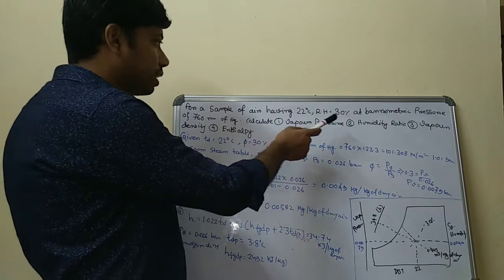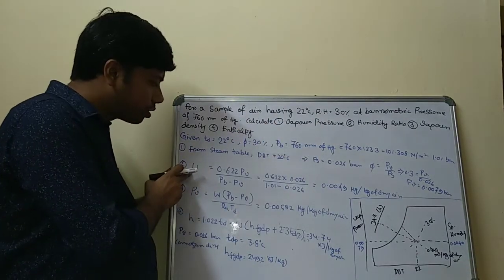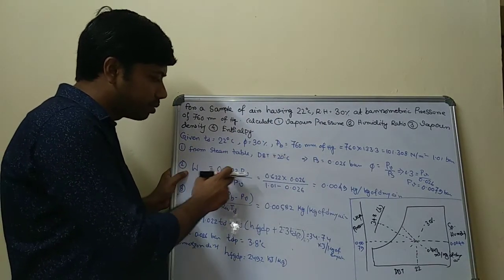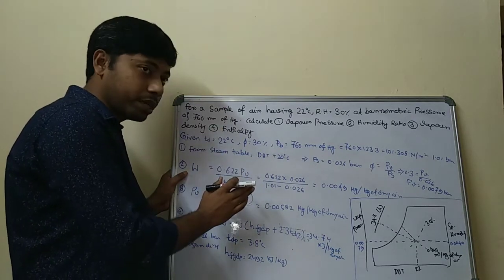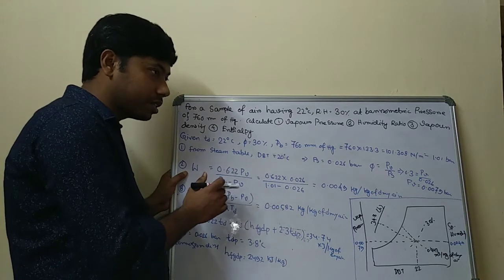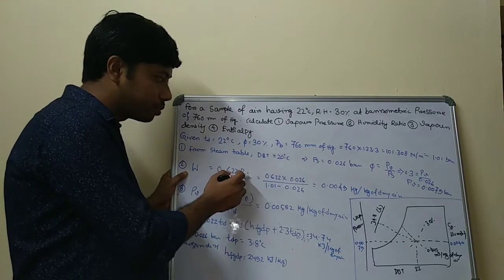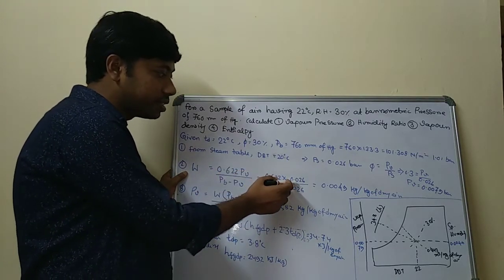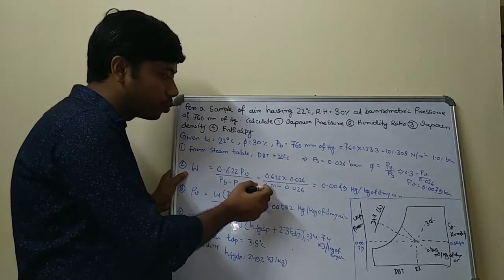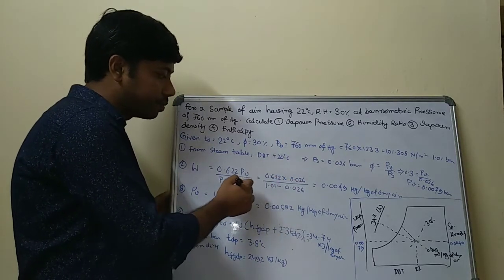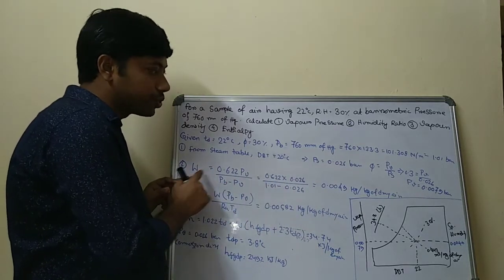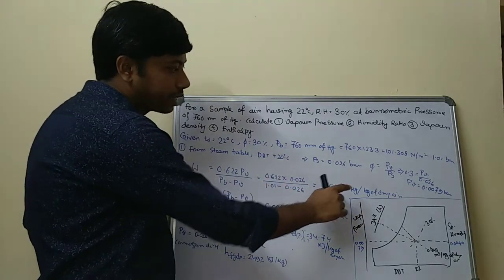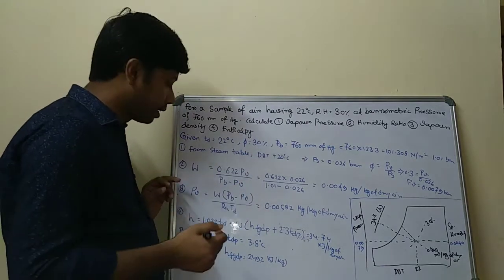The second part of the numerical is the humidity ratio. You know the humidity ratio is W equal to 0.622 PV divided by (PB minus PV), where PV is the water vapor pressure and PB is the barometric pressure. If you put these values, PV equal to 0.026 and PB equal to 1.01, you can calculate the humidity ratio, which will be 0.0049 kg per kg of dry air.